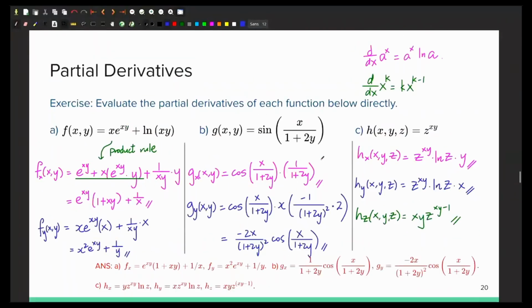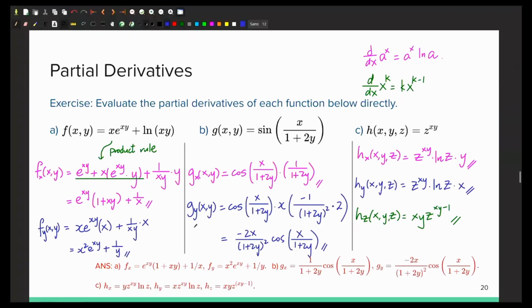Next, for part B, you have sine x over 1 plus 2y. Differentiating with respect to x to get your g sub x, you must differentiate sine first, so you get cosine, and the argument has no change. But you need to use the chain rule. When you're differentiating this fraction with respect to x, the constant is 1 over 1 plus 2y, because it's just 1 over 1 plus 2y times x. So the chain rule is going to give you 1 over 1 plus 2y, because you differentiated away the x already. So that's the answer.